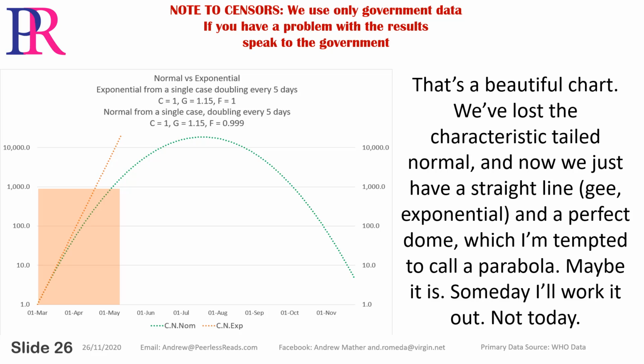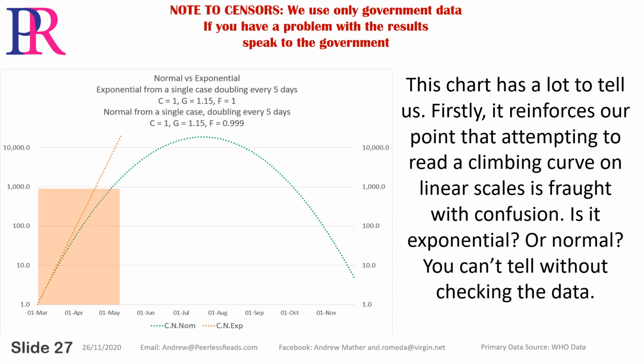That's a beautiful chart. We've lost the characteristic tailed normal, and now we just have a straight line, exponential, and a perfect dome, which I'm tempted to call a parabola. Maybe it is, someday I'll work it out, but not today. This chart has a lot to tell us. Firstly, it reinforces our point that attempting to read a climbing curve on linear scales is fraught with confusion.